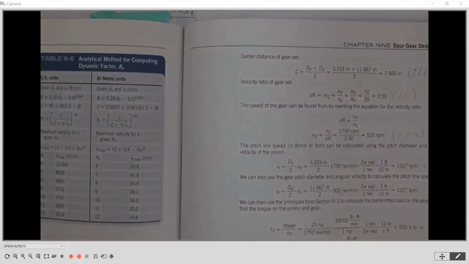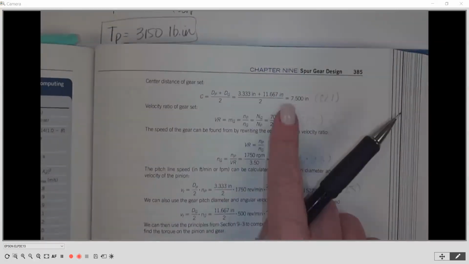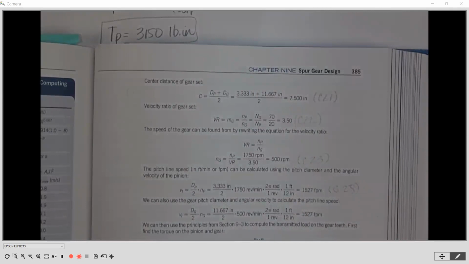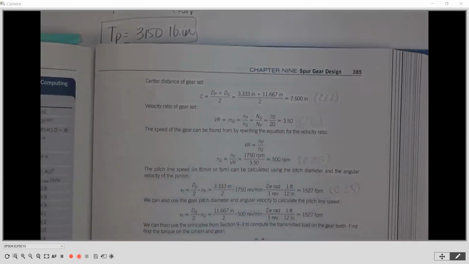As we go to the next page, the next thing they're calculating in this example is our center distance. This also is part of our spreadsheet. So our center distance is the very next thing: 7.5 inches, based on the size of the tooth, that diametral pitch, and the number of teeth we have on each one of the gears and the pinion. Then we've got our velocity ratio. It calculated that for us. That's in C22 right here.